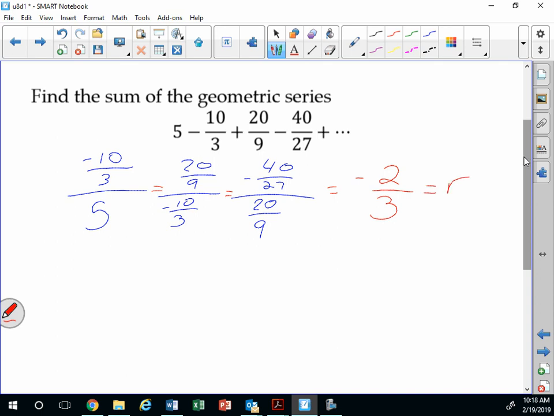Write me the sum. Write me the sum formula next. I want it in summation notation. You are writing this in summation notation.